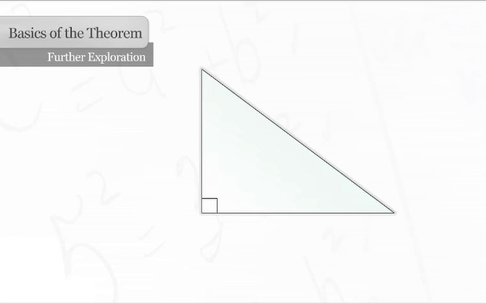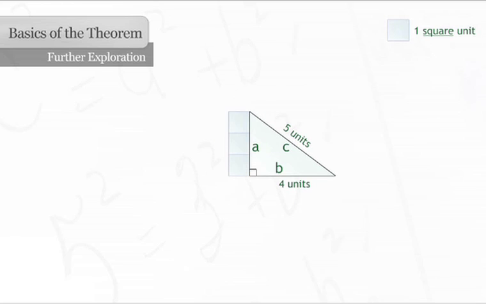Let us look at the theorem in a slightly different way. This right triangle has the length of its sides noted. Side A is 3 units, side B is 4 units, and side C is 5 units. We will represent 1 unit with a small square, called 1 square unit. To represent the square of side A, we will draw a square that is 3 square units by 3 square units. Side A squared includes a total of 9 square units.